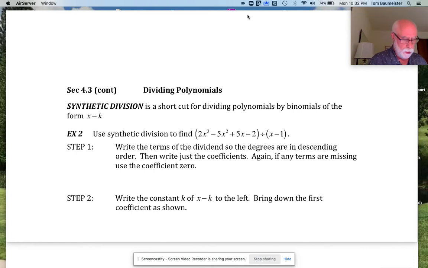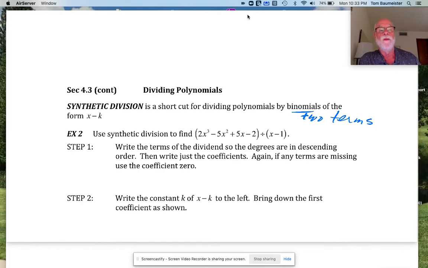All right, we're going to continue on dividing polynomials. This time we're going to use synthetic division. Synthetic division is a shortcut for dividing polynomials by binomials. So remember, a binomial is two terms, of the form x minus k.